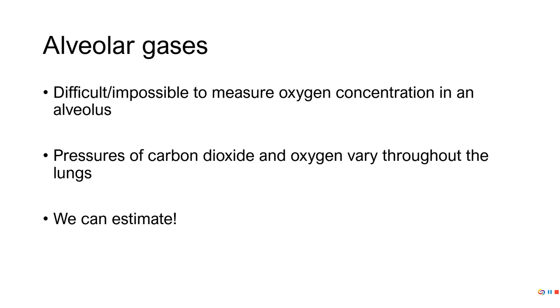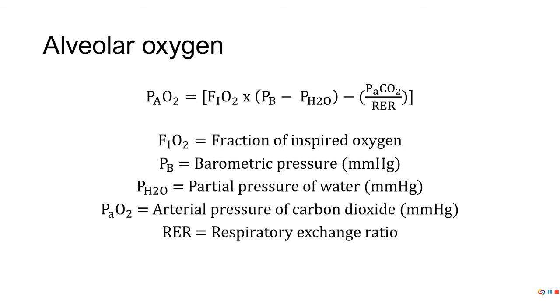And so we've got a couple equations that we're going to go through here. The first one is alveolar oxygen. Now I want you to remember that we've got P big A and we've got P little a. This big A here means alveolar, whereas this little a here means arterial. Okay, so for alveolar oxygen, there are 5 terms here.